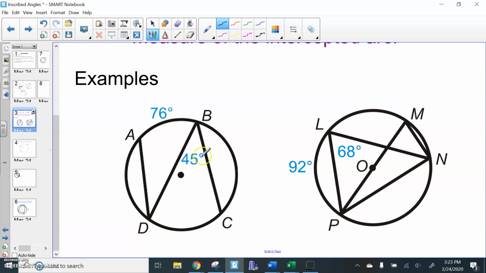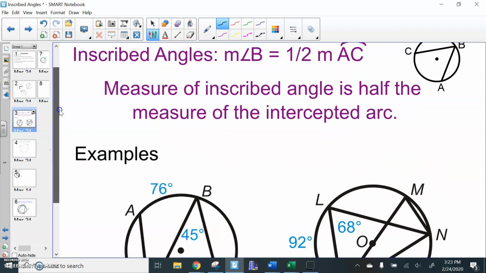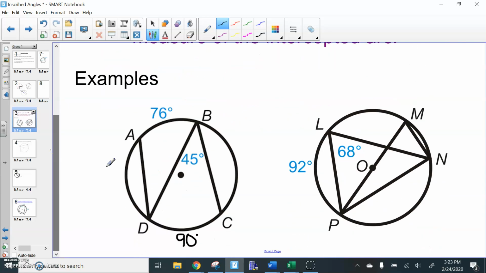So this angle right here, CBD, this 45-degree angle, the intercepted arc from C to D is going to be 90 degrees, based on what we just set up here. So the arc is double the angle. If the angle is 45, then the arc is going to be 90. Now in this one, they give you the arc, so you have to find the angle. This arc is 76 degrees, which means that the angle is going to be 38 degrees.